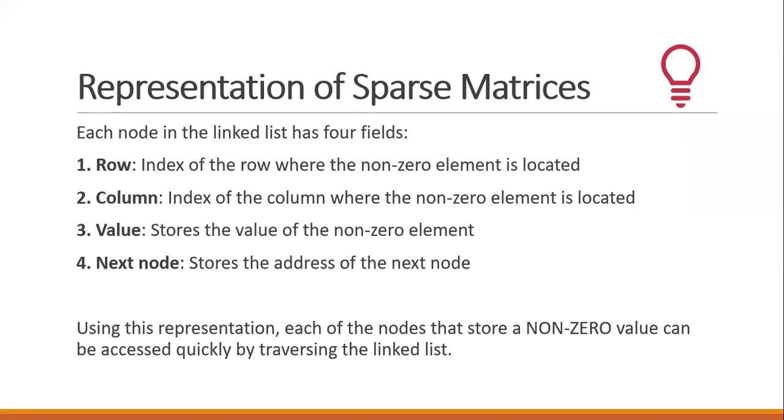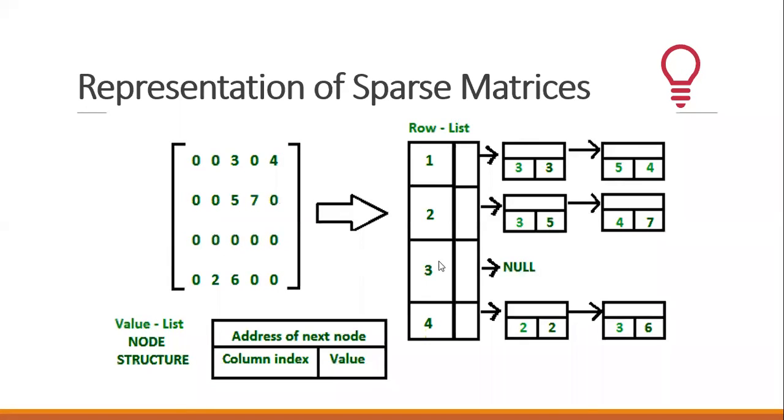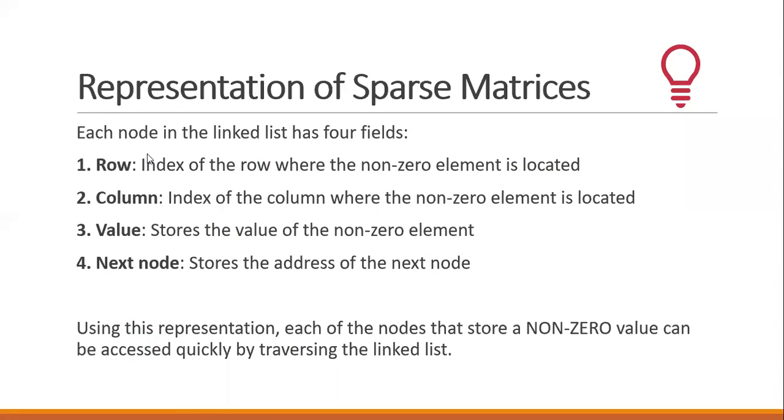Now, one thing is that we might not be sure in which row there will be a non-zero element, and in which row there is none. So to be on the safer side, we consider all the row indexes, and if there is no non-zero element in a row, like the third row over here, we can just point it to null, telling that there is no non-zero element here. And each node will have row, column, value, and next node.